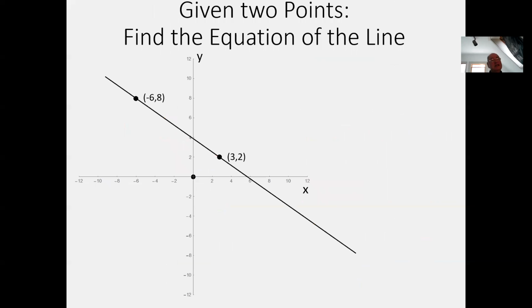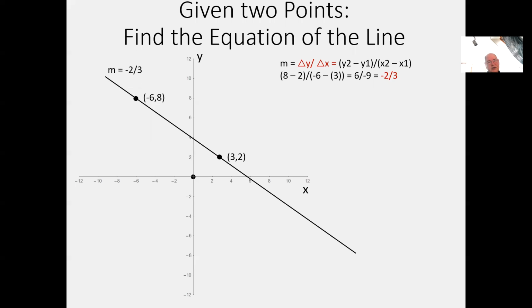Indulge me, guys, for a minute. The teacher in me, I can't help. Let's just do an example. Here's another line, two different points. Let's find the equation of a line. You always start with the slope. You find the slope, apply the formula, make sure that your minus signs are done carefully. And again, not surprisingly, we'll wind up with a negative slope, a slope of negative 2/3.